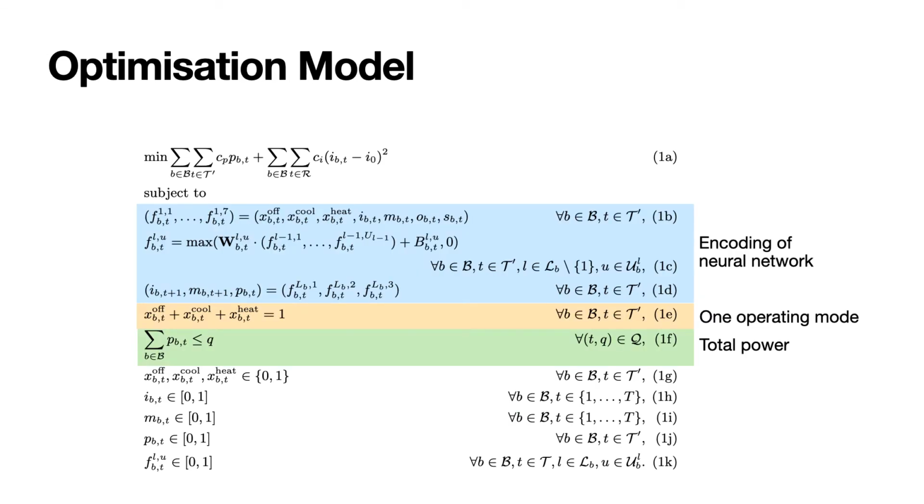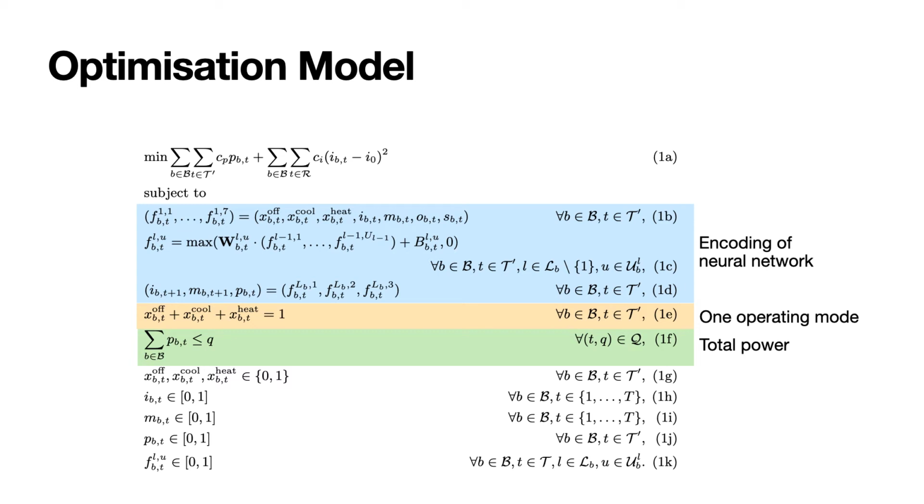This is the optimization model. The objective function is quadratic. It comes from penalizing temperatures far away from the comfortable temperature. We have the blue constraints, which encode the neural networks, 1 neural network for each building and each time step. We have the yellow constraints, which says that the air conditioning must operate in one mode at a time. And finally, we have the green constraints, which limit the total power according to the demand response events.